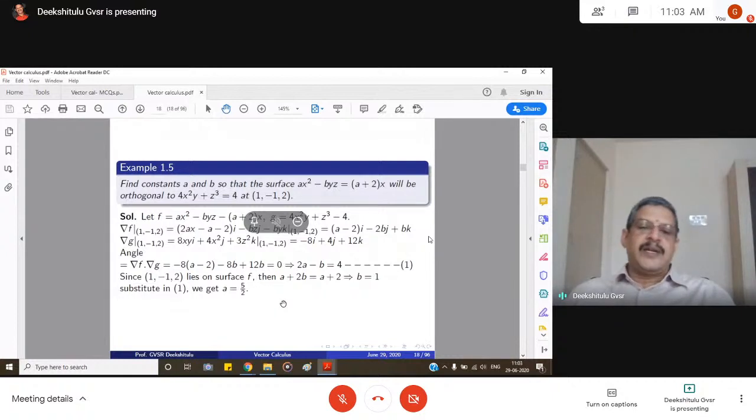Find the constants a and b so that the surface ax² − byz = (a+2)x will be orthogonal to 4x²y + z³ = 4. So we have to find a and b such that these two surfaces are normal. When the surfaces are normal, what do we mean by that? Their normals are perpendicular to each other. So find the normal to this one, find the normal to that one, and when two vectors are perpendicular, what happens? A dot b becomes 0. That is exactly what we do.